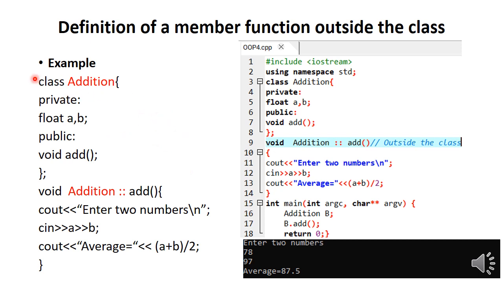So we have the class definition as usual, and inside this class we have private data members which are A and B, and we also have a public member function which has only been declared inside this class. The class is called Addition, and the function is defined outside of the class.